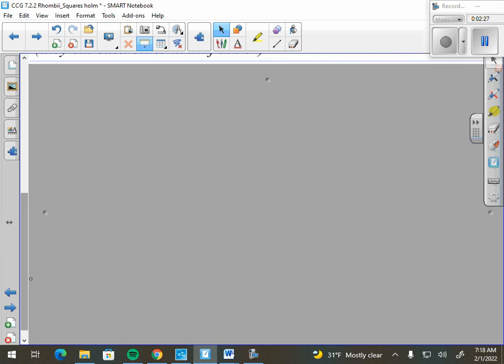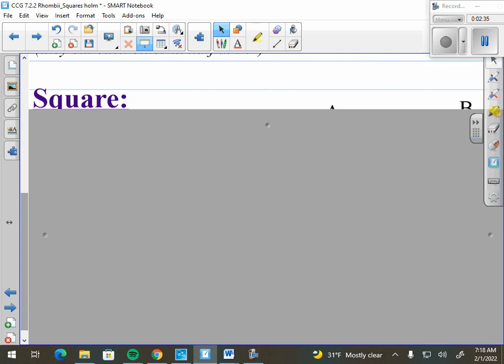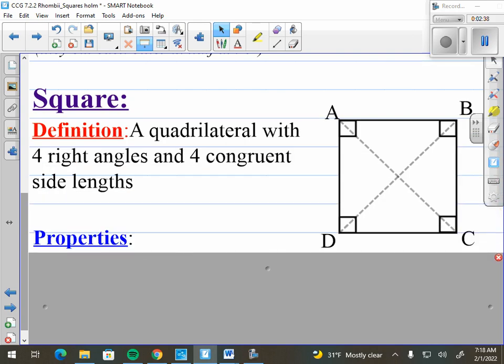The next shape we're going to talk about, a square, we actually didn't discuss at all during class today. And that's honestly because you guys already know everything you need to know about a square. So here's the definition. A quadrilateral with 4 right angles and 4 congruent side lengths. So that should sound really familiar to you guys. Okay. A quadrilateral with 4 right angles is also a rectangle. And a quadrilateral with 4 congruent side lengths is also a rhombus. So a square doesn't have anything unique about it. It's just 2 types of quadrilaterals put together.